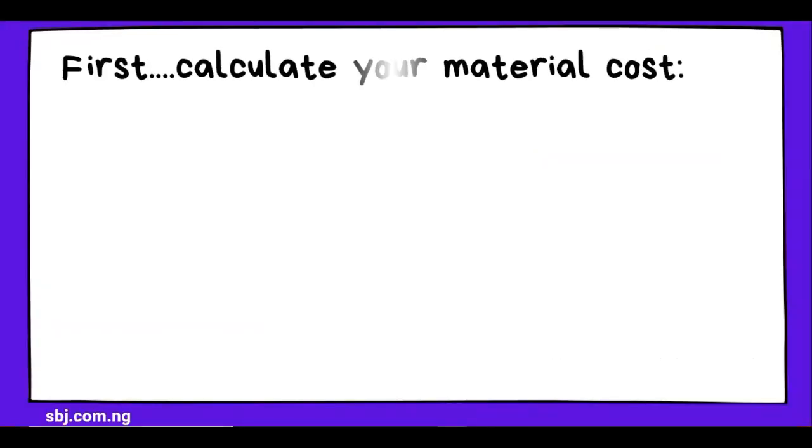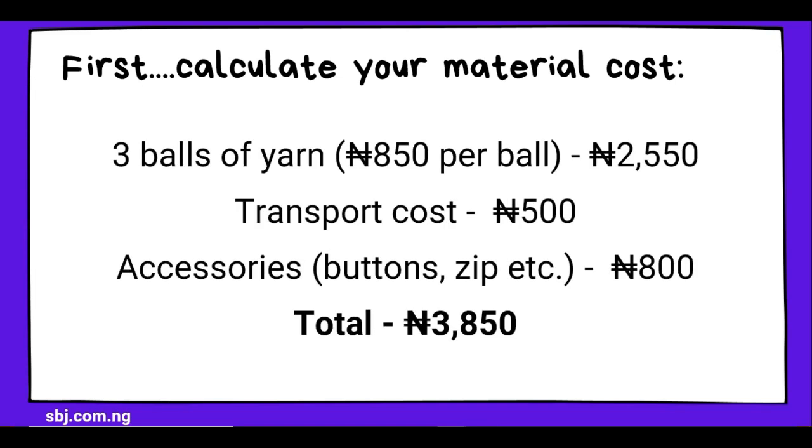Let's go. First, calculate your material cost. For this bag, the crocheter needs three balls of yarn at 850 naira per ball, which is 2,550 if you multiply 850 times 3. Of course, you went to the market, you bought the yarn, so transport cost is 500 naira, depending on how much you're spending. So for this example, we're going to be using just 500 naira.